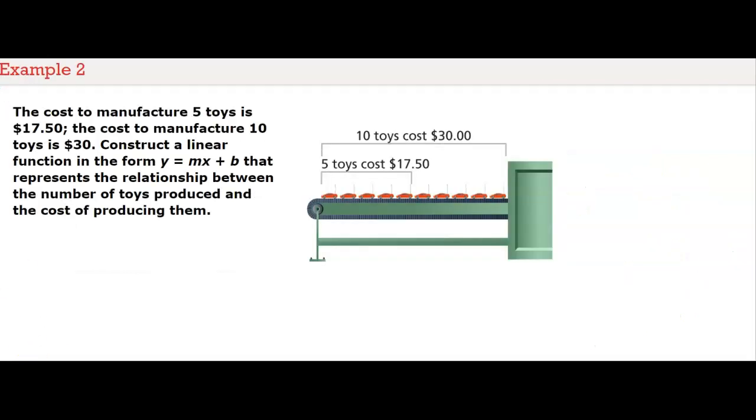The cost to manufacture 5 toys is $17.50. The cost to manufacture 10 toys is $30. Construct a linear function in the form y equals m times x plus b that represents the relationship between the number of toys produced and the cost of producing them.